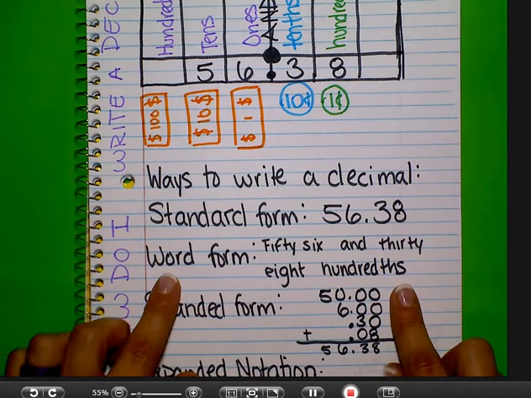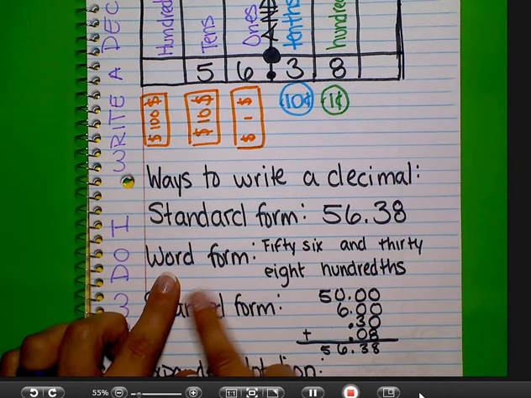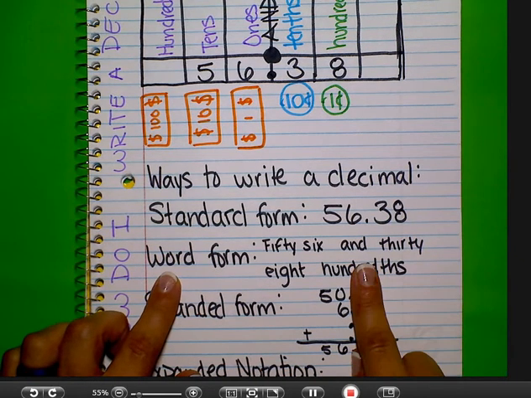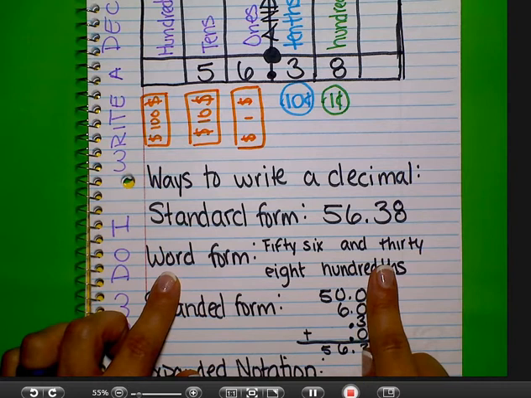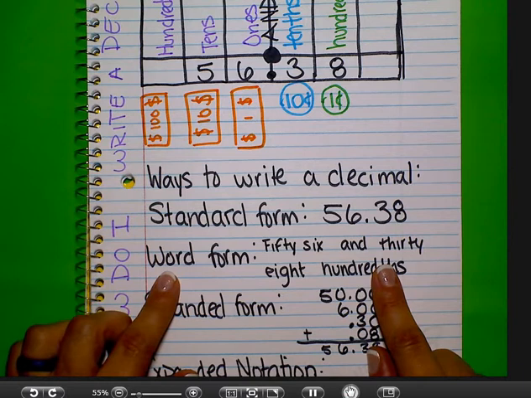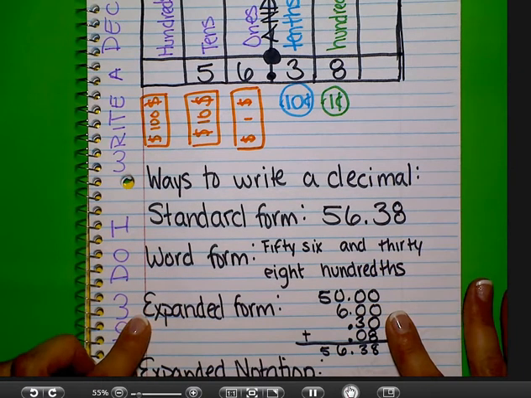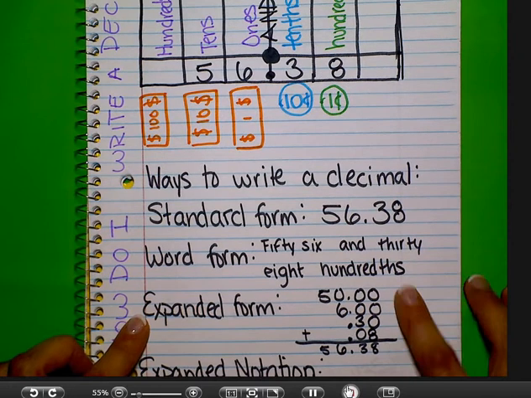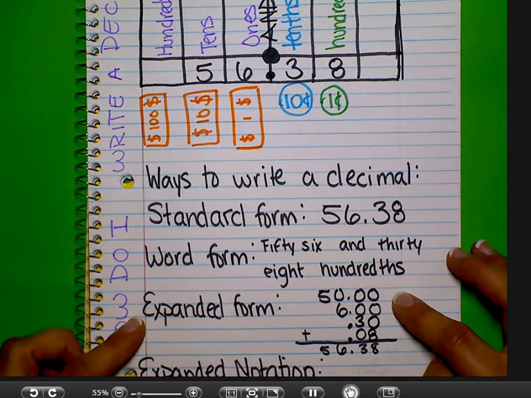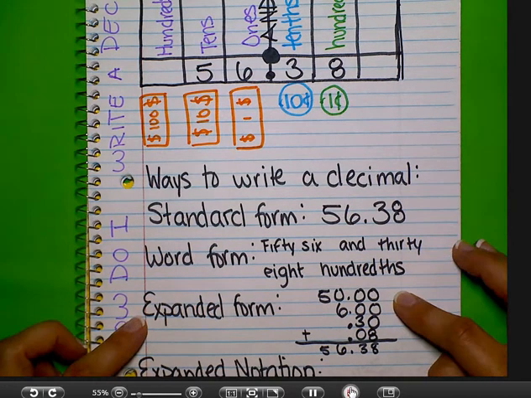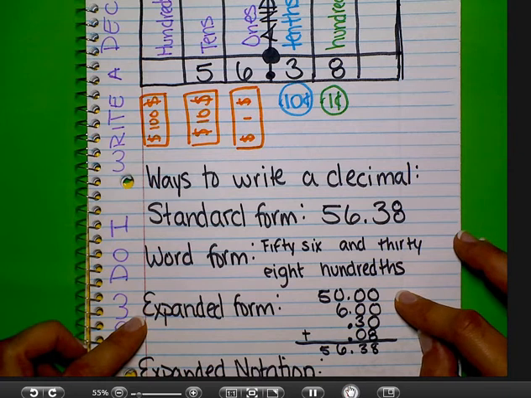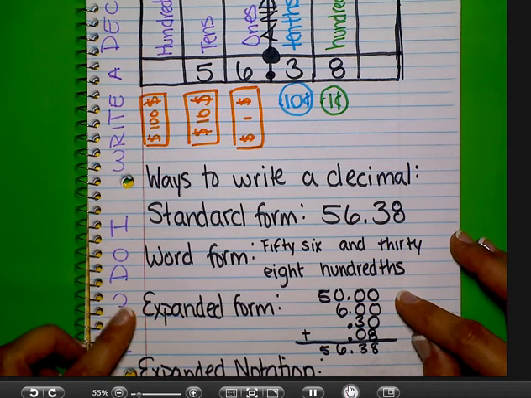Word form. All it is is a written out version in your native language. That's it. I know it sounds more technical, but it's not. Now we go down to expanded form. Expanded form is the actual number broken down into the place value of the number. So you go step by step.